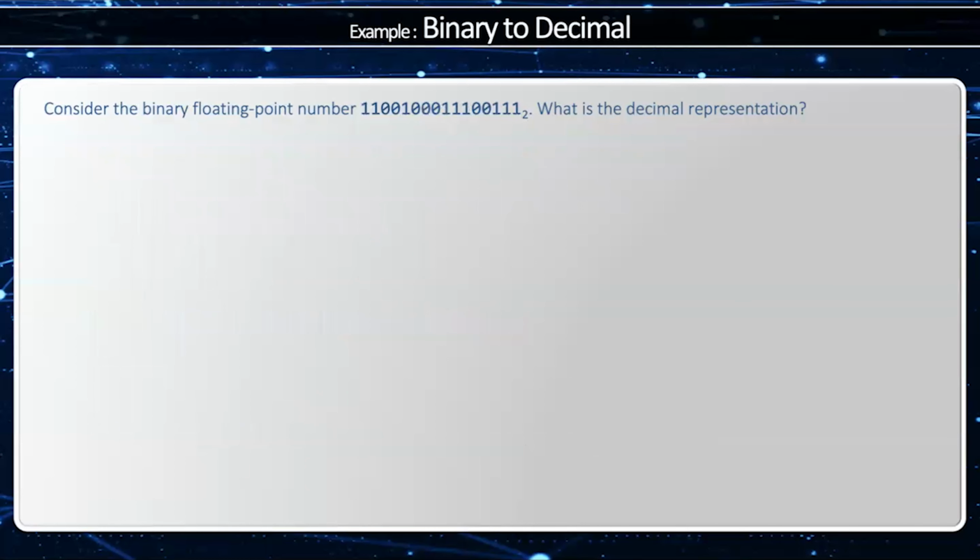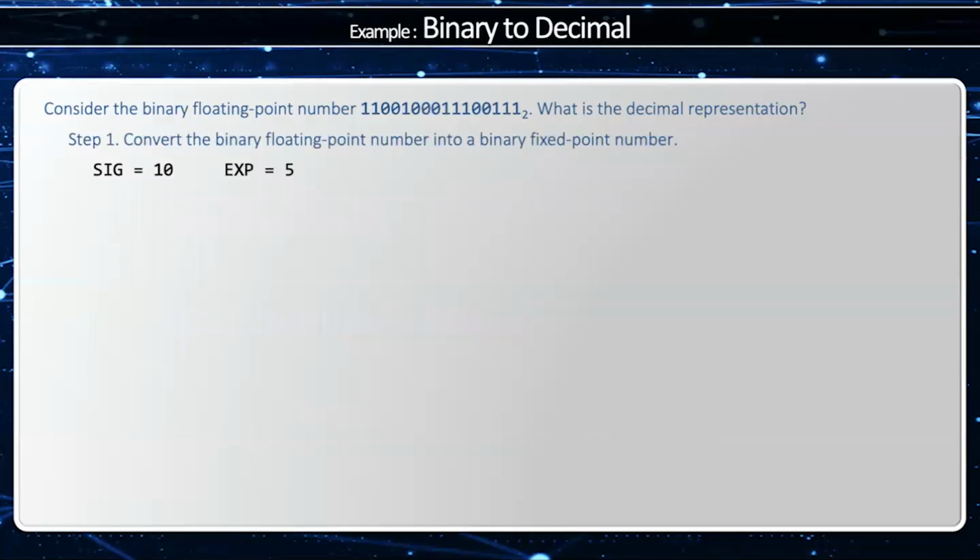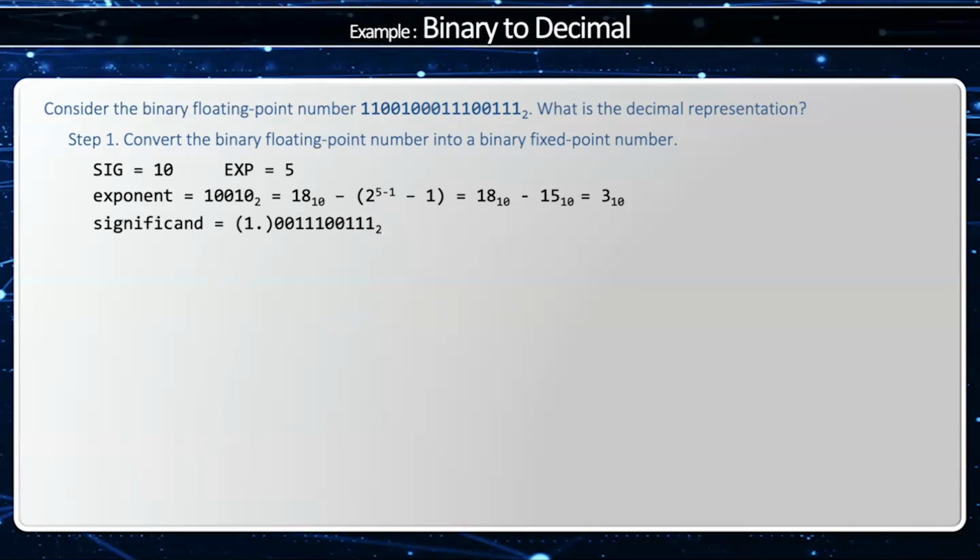1100100 and so on. What is this in decimal? Right now I have absolutely no idea, but let's take a look here. First of all, I'll convert the binary floating point number into a binary fixed point number. So my significand is 10, my exponent is 5, it's a standard 16-bit floating point number. So my exponent is going to be 10010, which is the first 5 bits except for the leading one. And that's going to correspond to 16 plus 2 is 18. 18 minus my exponent bias, which is 15, is going to give me 3. So my exponent is 3, 2 to the 3. My significand, don't forget the 1 point, and that's the last 10 digits.